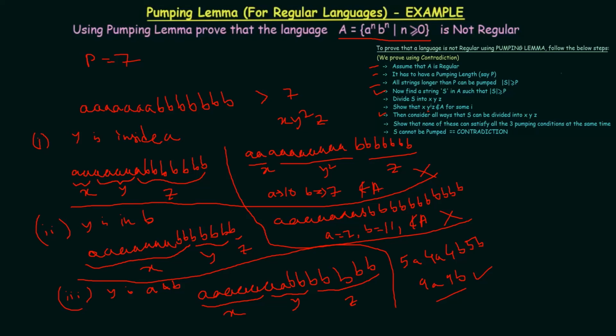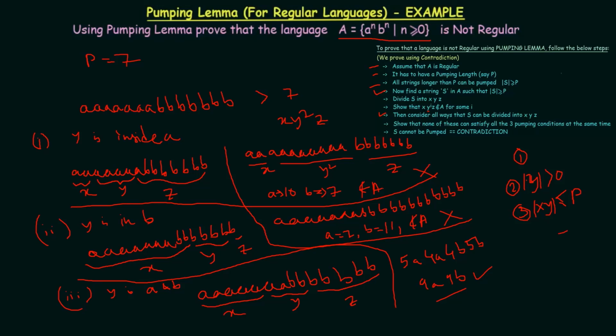So if it is not acceptable, that means condition number 1 has already fallen down from the pumping lemma. Condition number 2 was that y must be greater than 0. So that is already true. Y is always greater than 0; I have taken the length of y as 4. Condition number 3 was that the length of xy is less than or equal to p. Now what is p? I have taken p as 7.